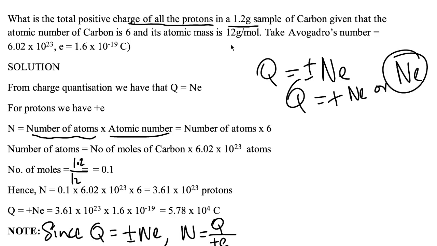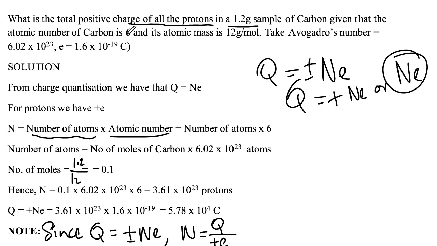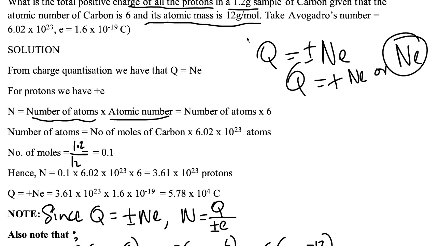Are you following? So you will now have to get the number of moles of carbon. You can see the question, it was given that it is a 1.2 gram sample. So that's the mass divided by the molar mass, or we call it the atomic mass. That's 1.2 divided by 12, the mass divided by the molar mass, which is 12. That gives you what? 0.1. So you now multiply the number of moles by what? 6.02 times 10 to the 23rd to determine the number of atoms.